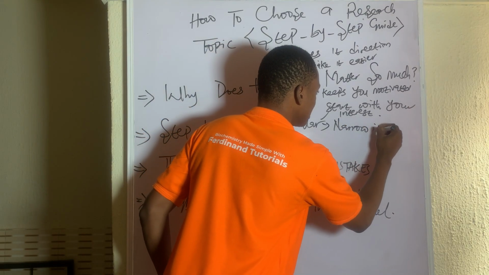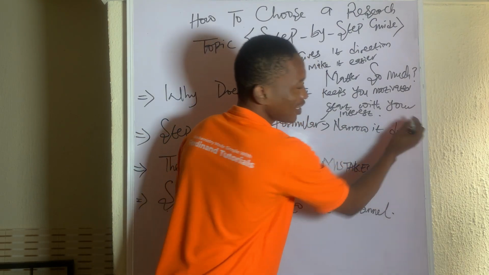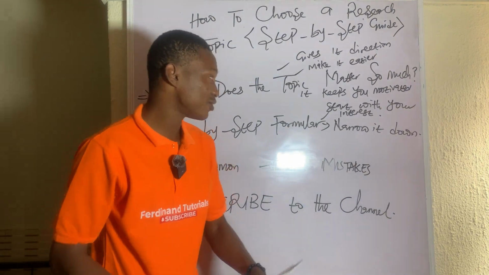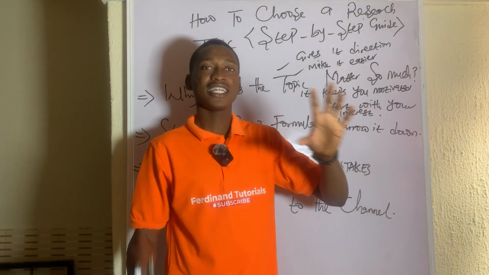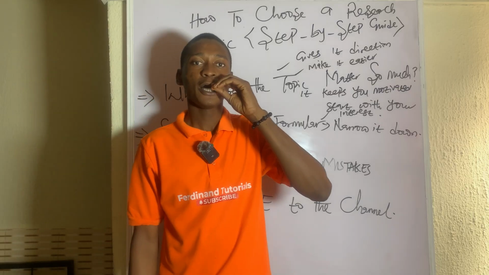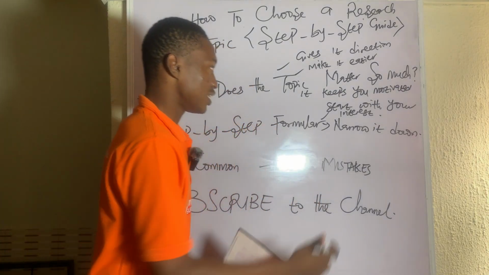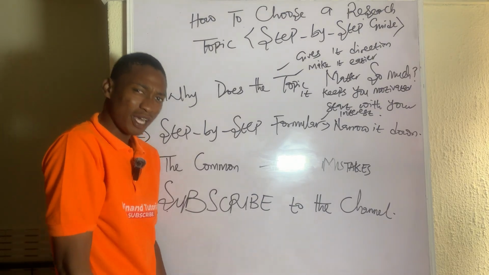Narrow it down. Now, when we're talking about narrowing it down, I hope you're following, my friends. This time around, you've chosen a vast interest. Let's take, for instance, molecular biology. That's the topic you've chosen. That's the interest. You're interested in molecular biology.